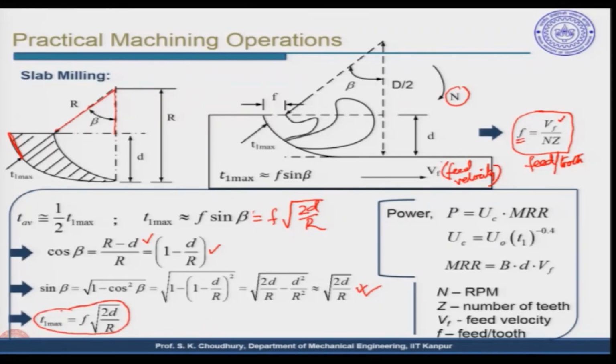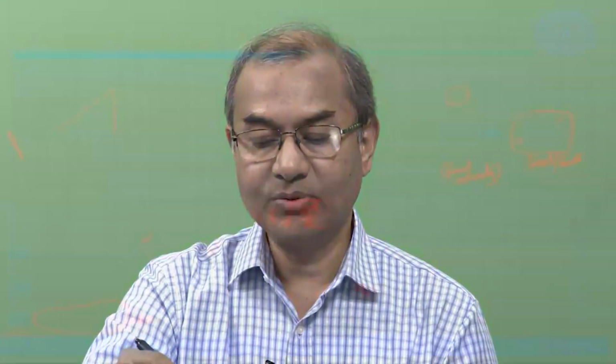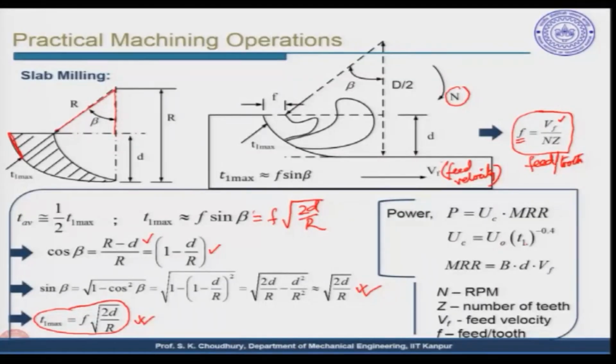Now, you can see that this is the difference between the milling operation and the turning operation, for example, or the shaping operation. Power is given in the same way. This is the product of specific energy and the material removal rate. Specific energy again is the same as in other cases, that is the energy spent to remove one unit volume of material, and Uc can be given as U0 into T1 to the power minus 0.4. T1 here is the uncut thickness, all right.